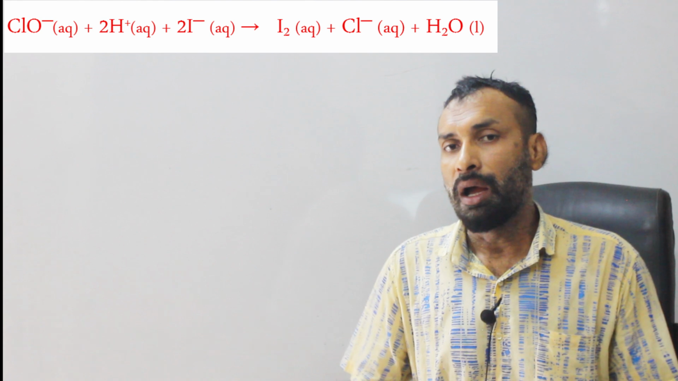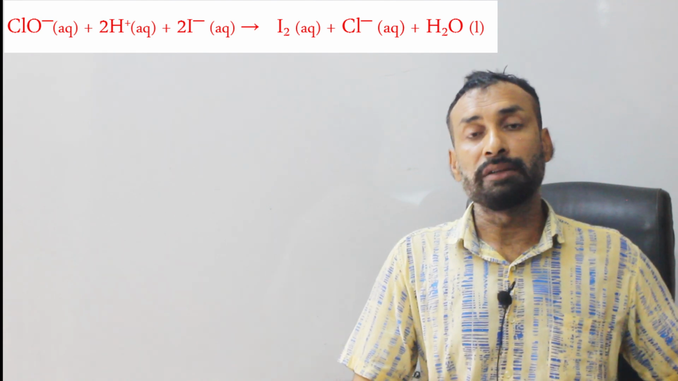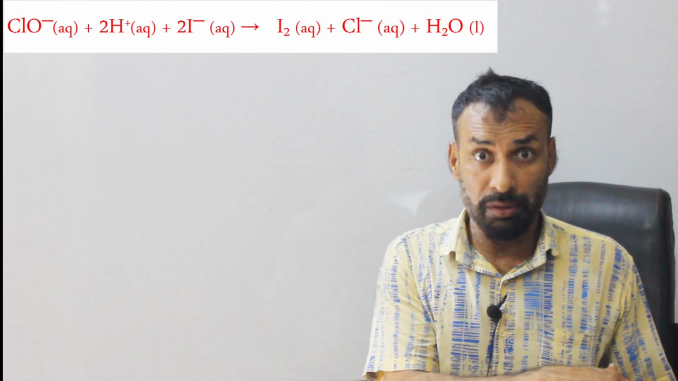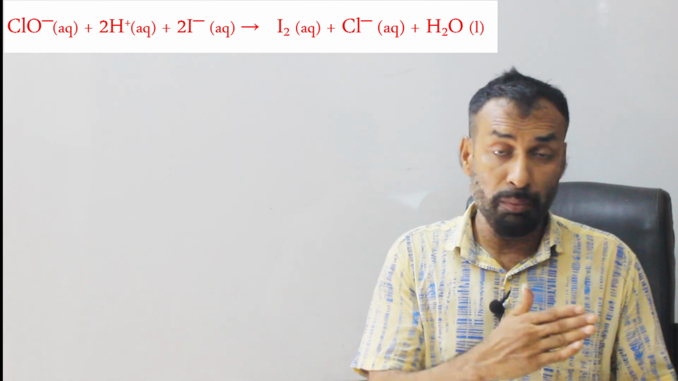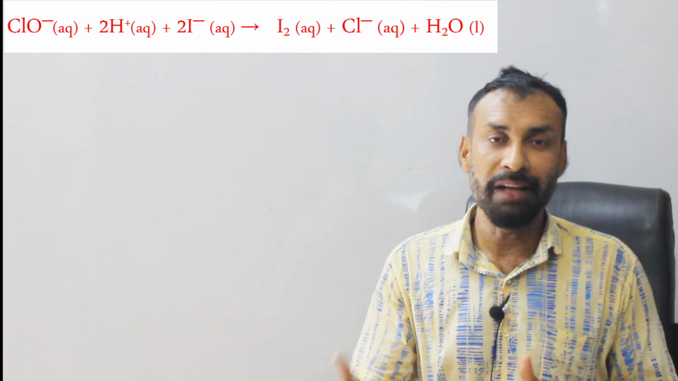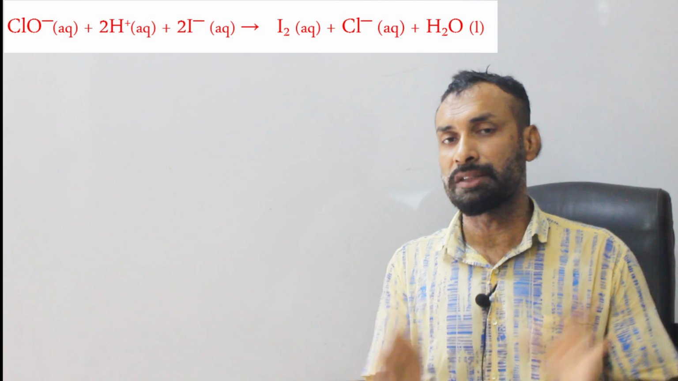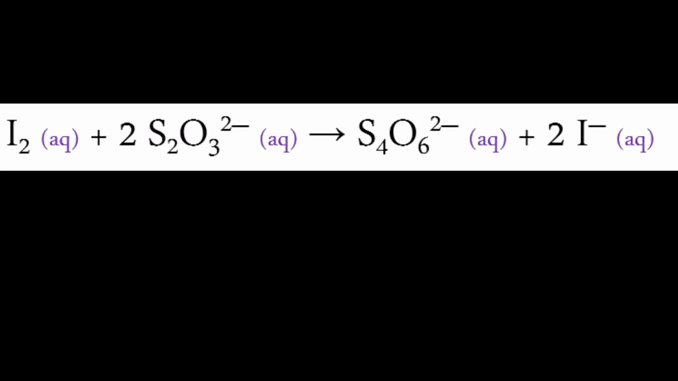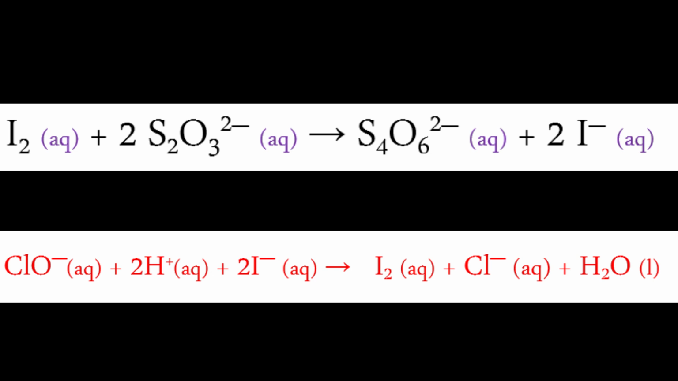And from the mole of iodine you can estimate the mole of the chlorate ion. In that reaction you got the mole ratio 1:1, so the mole of iodine is the same as the mole of chlorate. So ultimately from the mole of thiosulfate you get the mole of iodine, and then from the mole of iodine you get the mole of chlorate ion, and you can estimate the mass or concentration of chlorate.